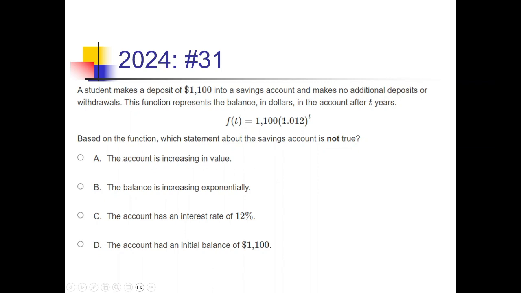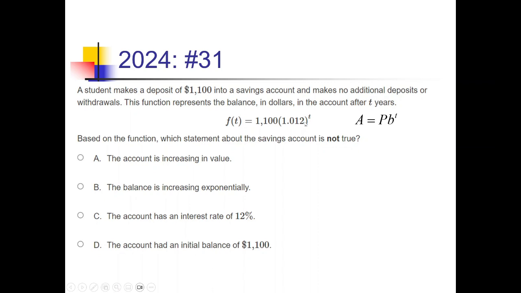Well, to figure that out with these types of functions, this is in the general format of p times b to the t or a times b to the t. It's an exponential function, and in these situations, this b value, which is 1.012 in this case, that's our growth factor. If that growth factor is larger than 1, that means it's actually growing. If this is a b value between 0 and 1, then it would be decaying.